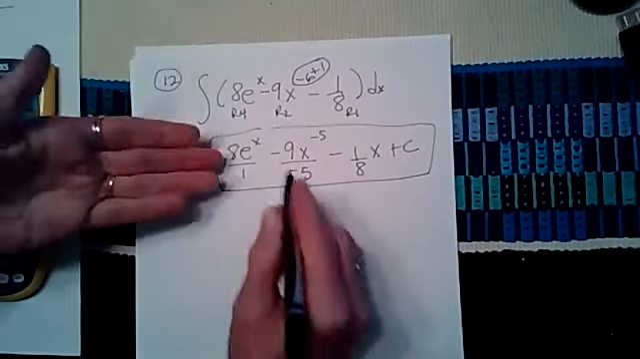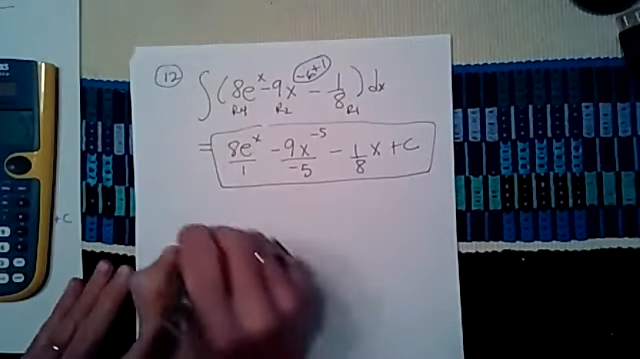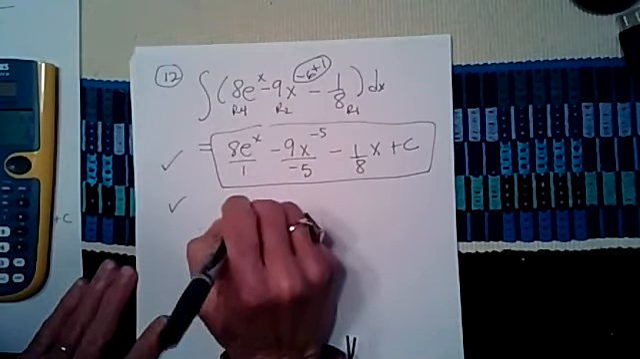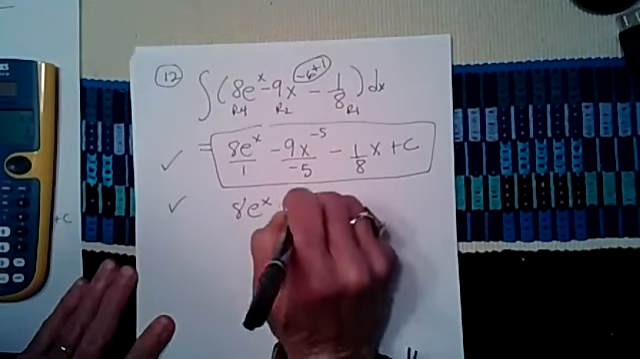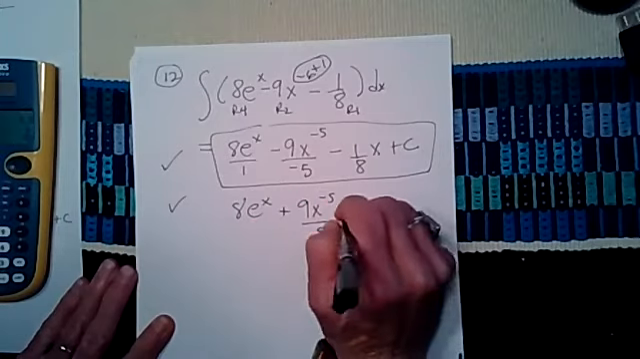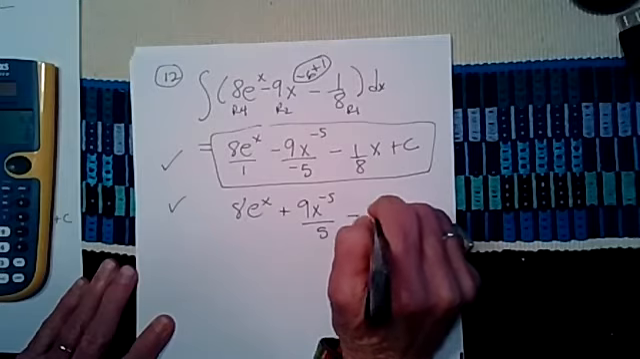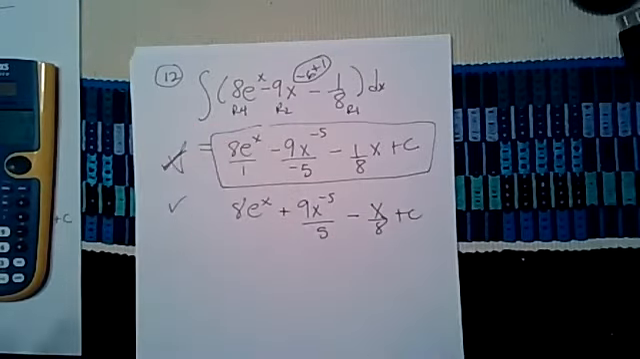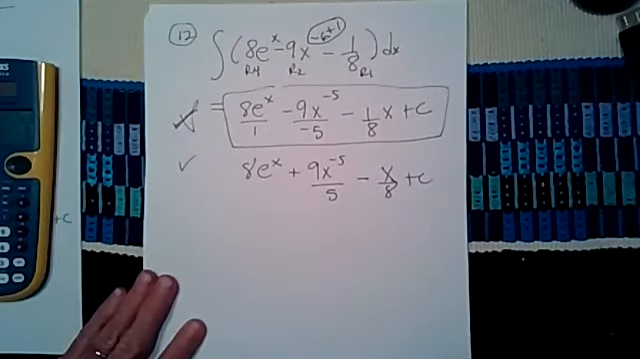Or if you wanted to make that a plus, you could, whatever you're comfortable with, they're the same. This is fine. And 8e to the x plus 9x to the negative 5 divided by 5 minus x over 8 plus c. It doesn't matter. Usually I go with the first one. The more I do, the more mistakes I can make. But it's totally up to you.